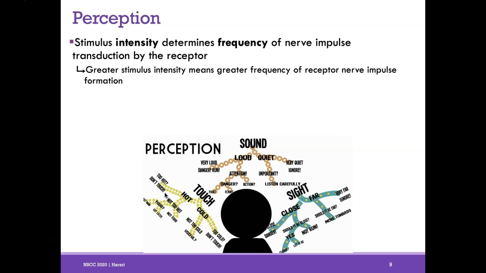Modality, which means the type of stimulus. Location, meaning where it is in the body. Intensity, how strong the stimulus is. And duration: how long does the stimulus last? All four of these types of information are taken into account by sensory receptors.